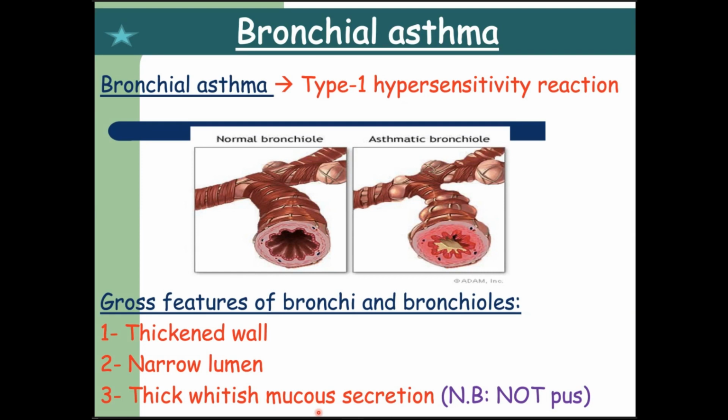So this secretion is mucus, not the pus. So this is very important. In asthma, it is the mucus secretion because of the irritation and hypersensitivity. It's not because of the infection. When there's an infection by the bacteria, pyogenic bacteria, you get pus. So this is not an infection. It's only mucus, whitish mucus.